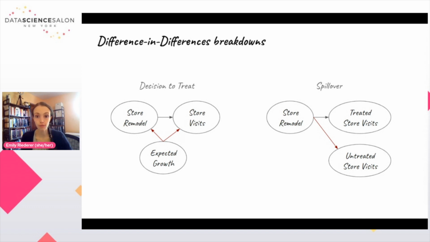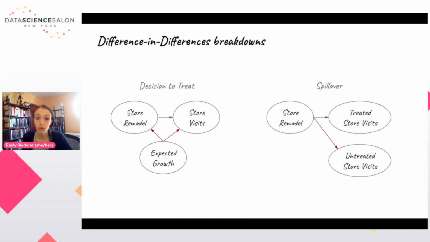Two key ways we can violate difference in differences' parallel trends assumption are the decision to treat and spillover. If the decision to treat a store was directly motivated by an anticipated increase in store visits, for example, knowing that a new bus station was going in right in front of the store, then we violated the parallel trends assumption. We would expect that the treatment store would have seen higher traffic and a different trajectory even if it hadn't been treated, so the comparison's no longer valid.